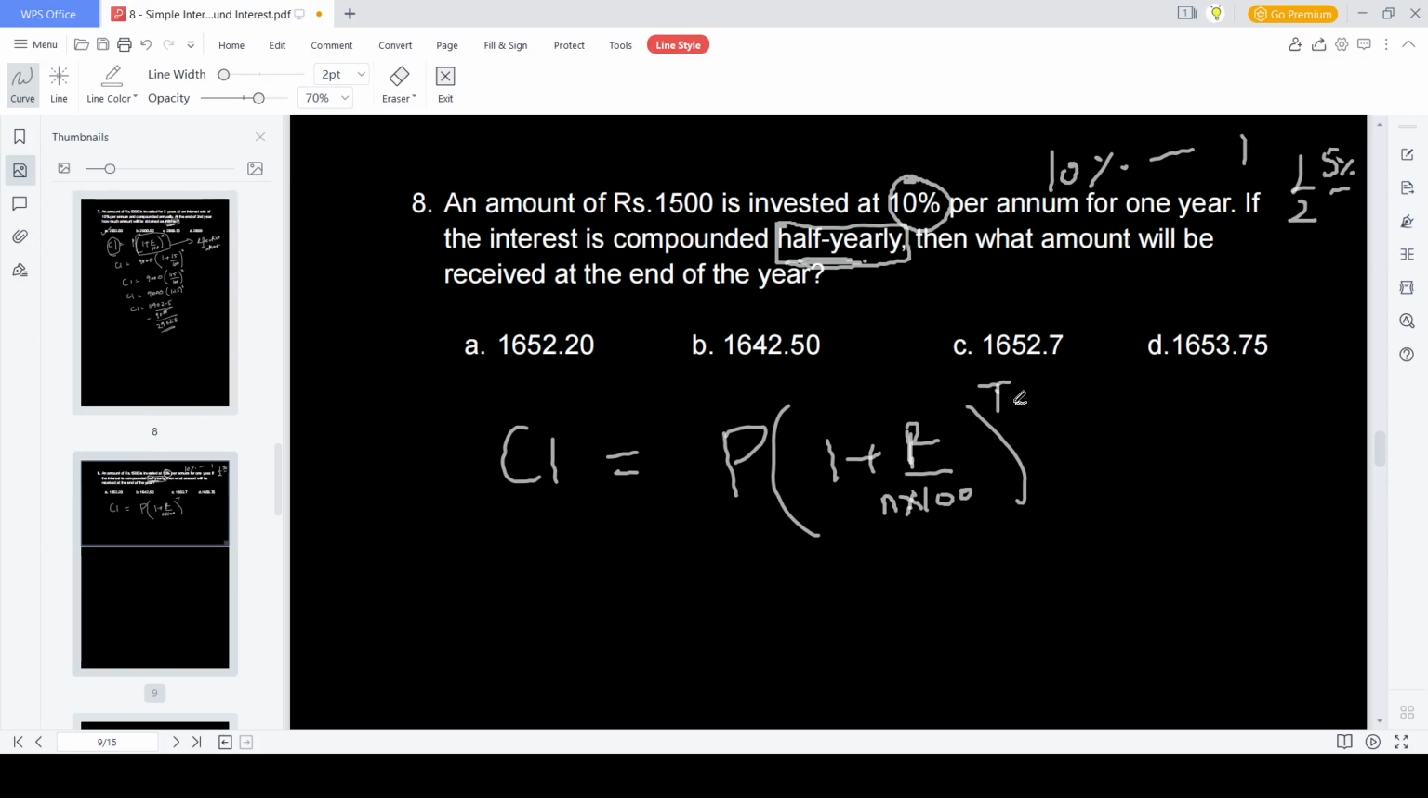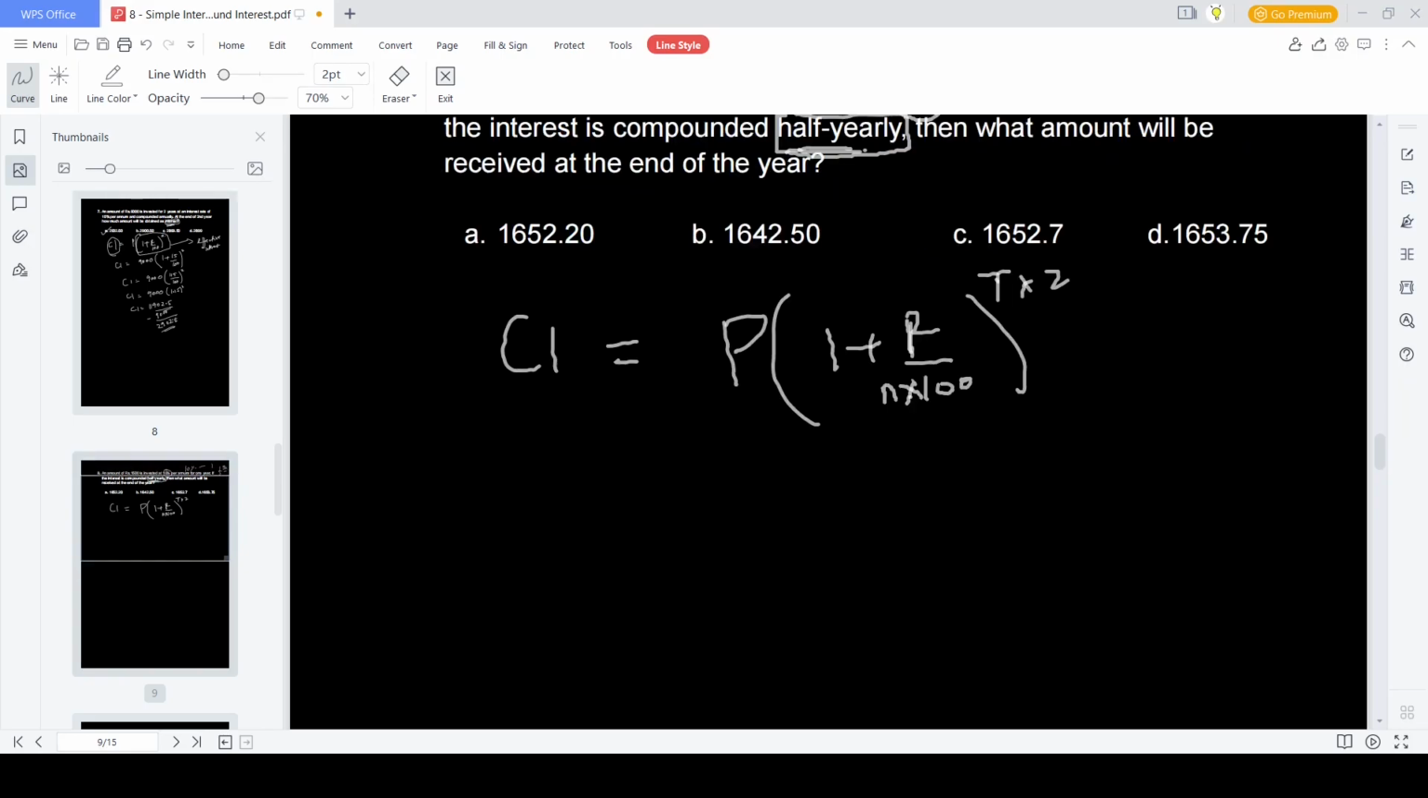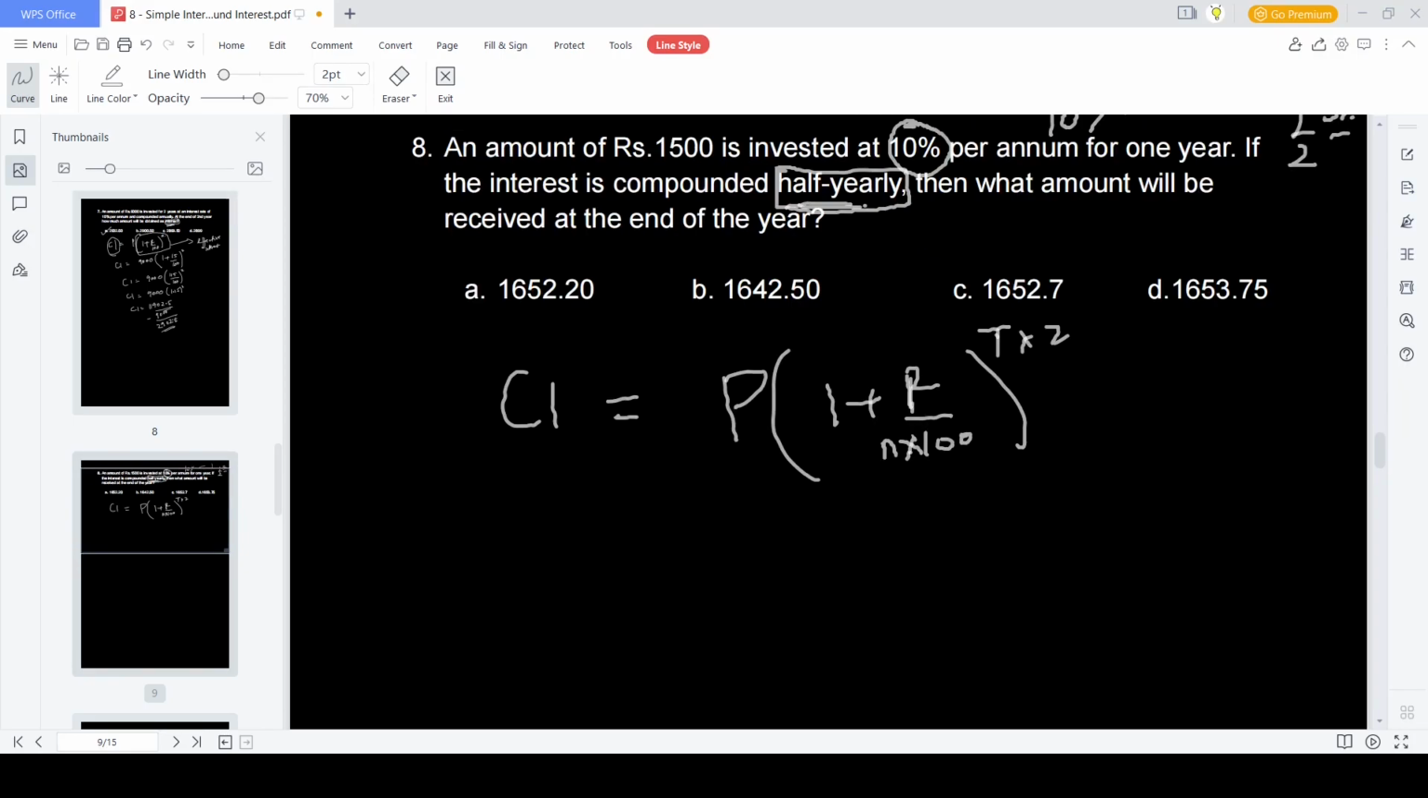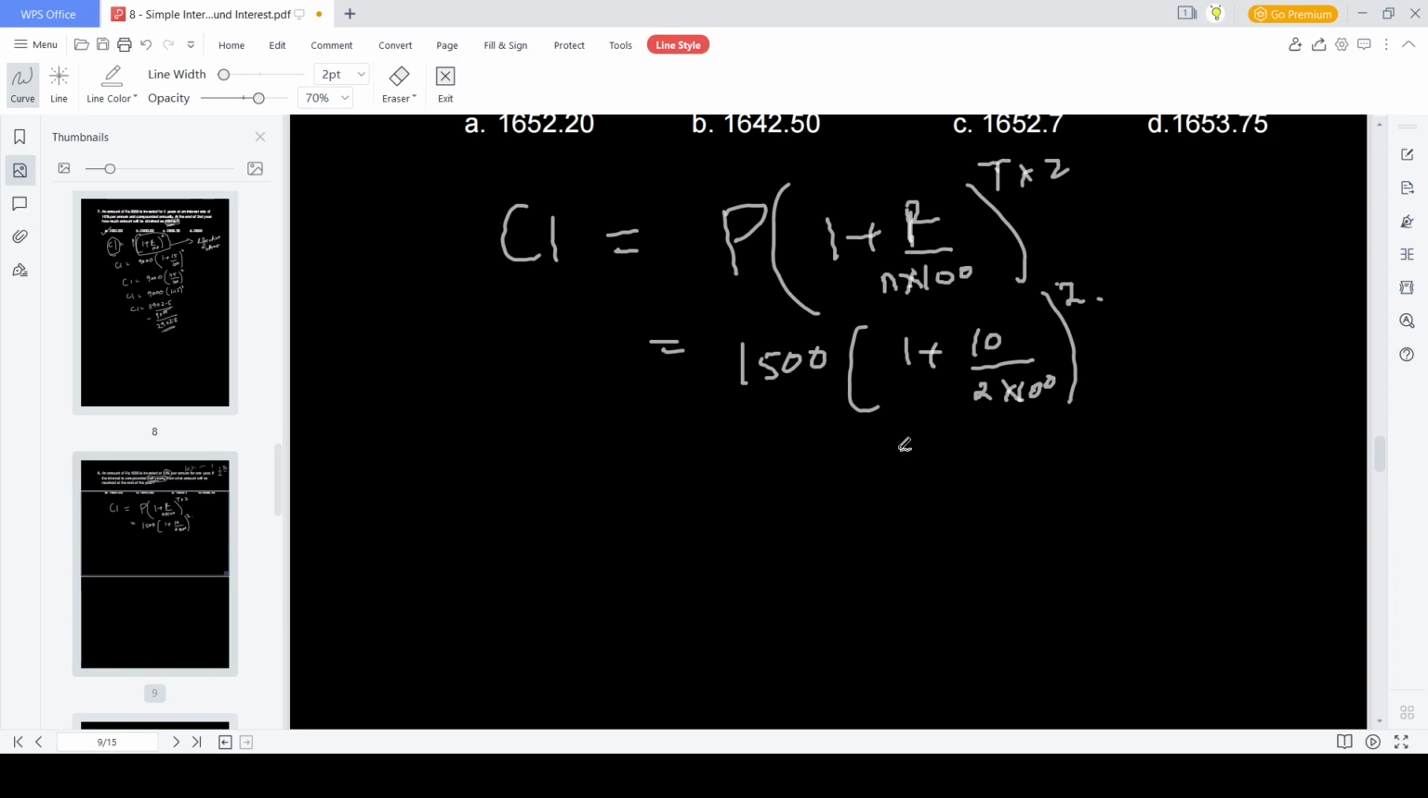And the time period, so how many time periods are there now? They are computing it half yearly. So we have two time periods. Every year we have two time periods. So it will be number of years into 2. Okay. So this will be the formula. Now the amount is 1500 into 1 plus rate, which is 10% per annum. But this is compounded half yearly. So it's 10 by 2 into 100, to the power 1 year into 2, which is 2. Okay, so this will be the answer.